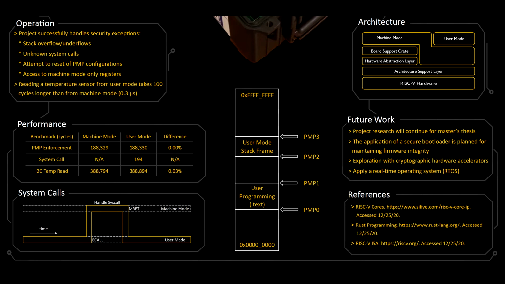New RISC-V hardware continues to be introduced to the market, like the ESP32-C3, which has many security features like an onboard crypto accelerator. Adding an RTOS is also in plan.